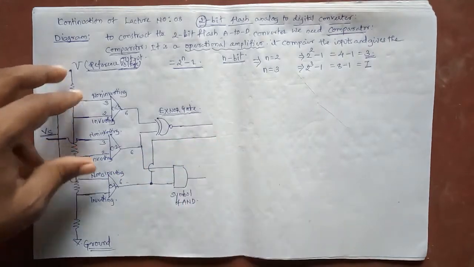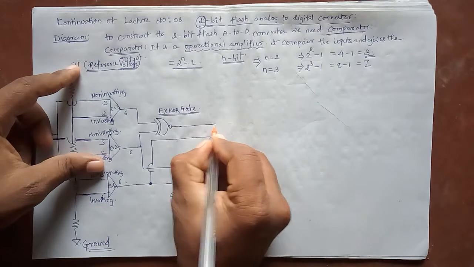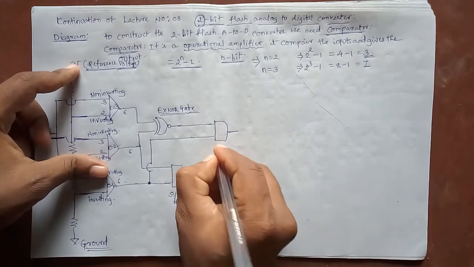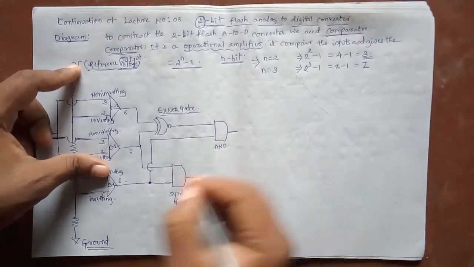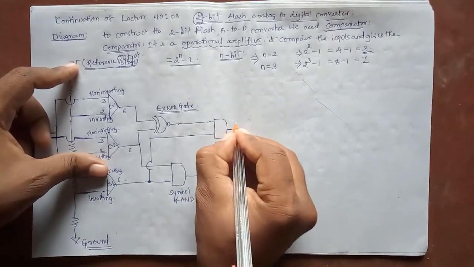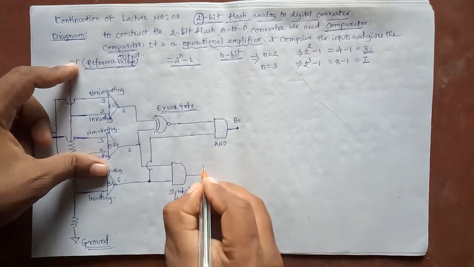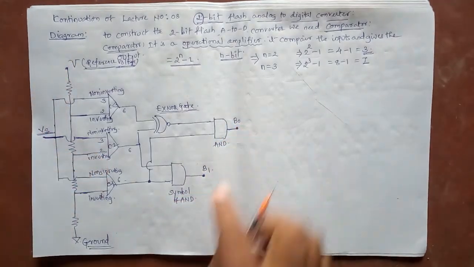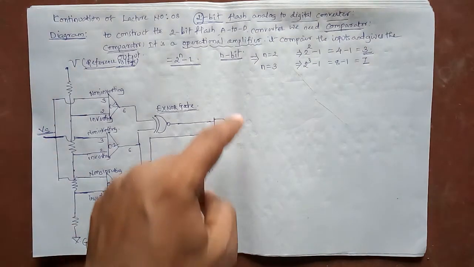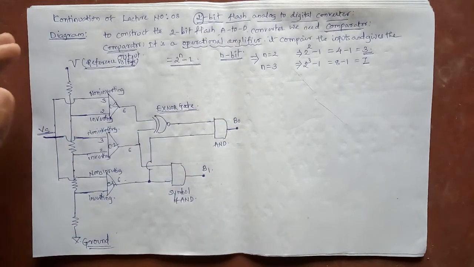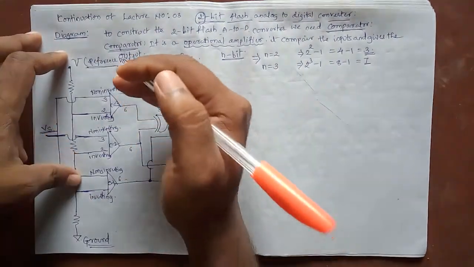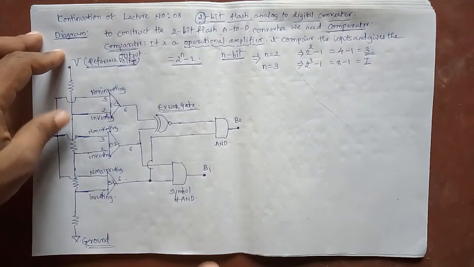The output of the XNOR gate and the input of this AND gate are connected to one more AND gate here. This is an AND gate, and at these two points we take the output. This is B0 and this one is B1. B0 and B1 are the outputs. Here we supply the input voltage, and at this point we take the output values. Before going to how it works, this is the diagram.